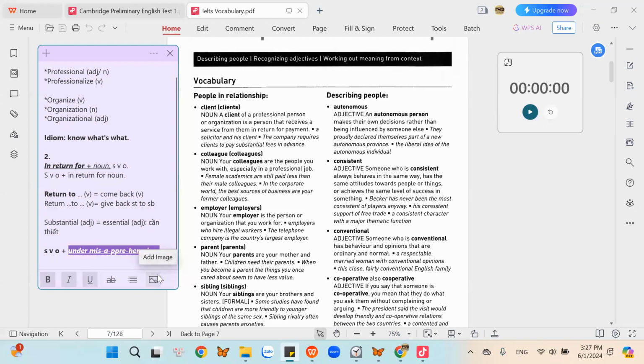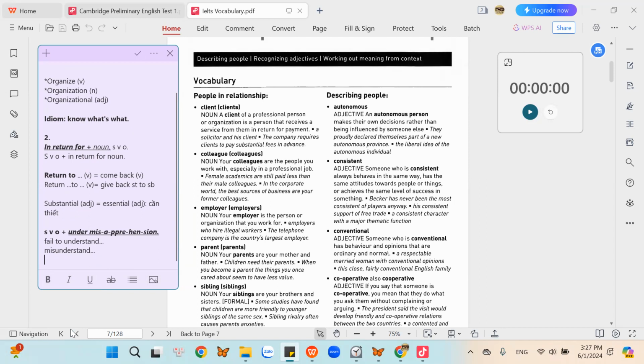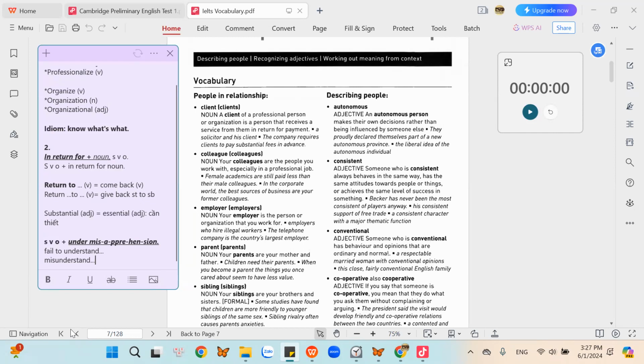When you say something is under misapprehension, it means you don't understand it or you wrongly understand it. People can say that I don't understand it, or I fail to understand it. When you fail to do something, it means you cannot do it. You fail to understand it, or you misunderstand it. What does it mean, misunderstand? It means you wrongly understand something. Misunderstand is the same as wrongly understand. So let's start.